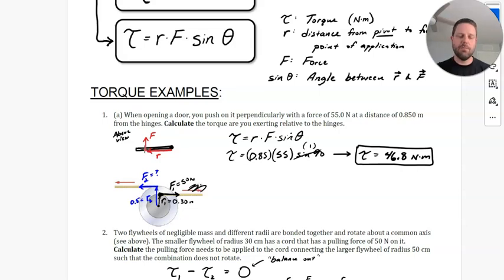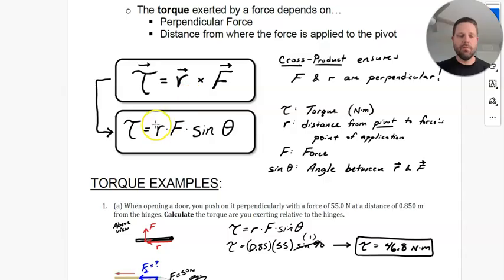If it's at an angle, then we have to account for the perpendicular component of the force with respect to r. So more force, more torque. Farther away from the pivot, more torque. And perpendicular will maximize that. So for that reason, we can calculate the individual torque due to an individual force by doing the distance from the force's point of application where it's being applied.